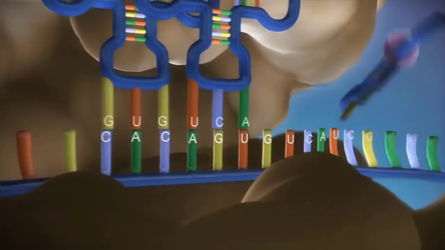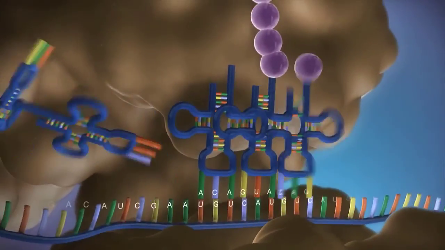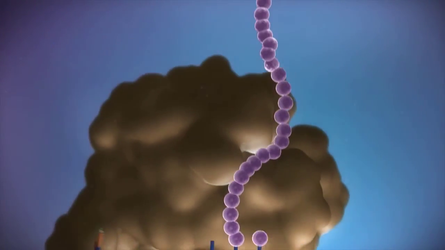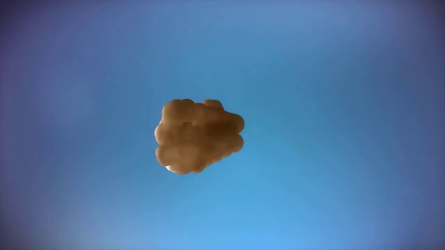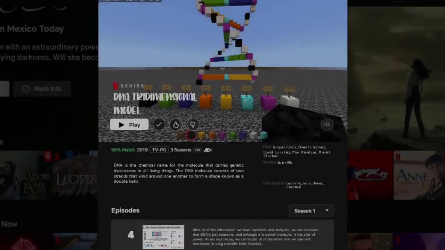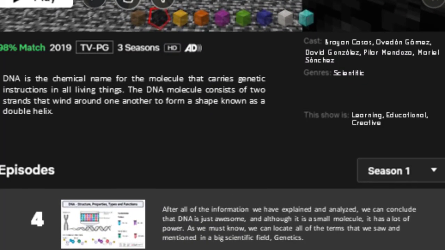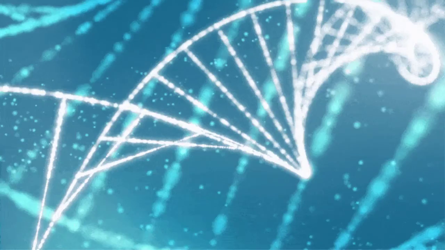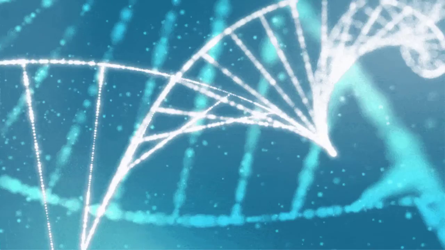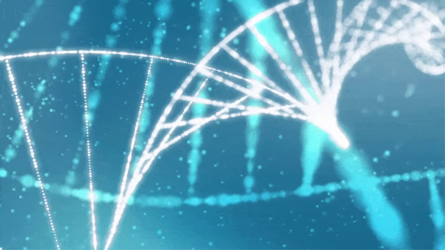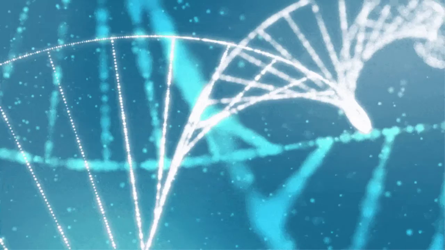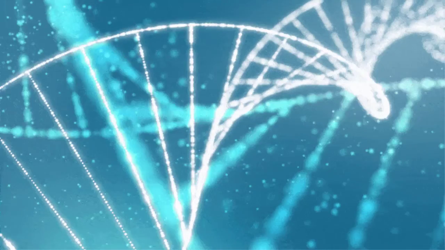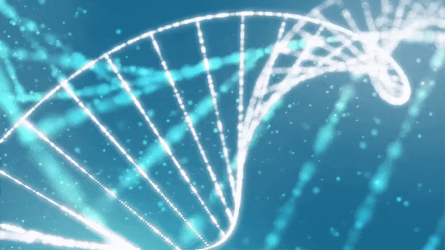From all the functions, we consider the making of proteins as the most important, and it takes place in two steps: transcription and translation. After all the information we have explained and analyzed, we can conclude that DNA is just awesome, and although it's a small molecule, it has a lot of power. As we should know, we can locate all of the terms that we saw and mentioned in a big scientific field, genetics.